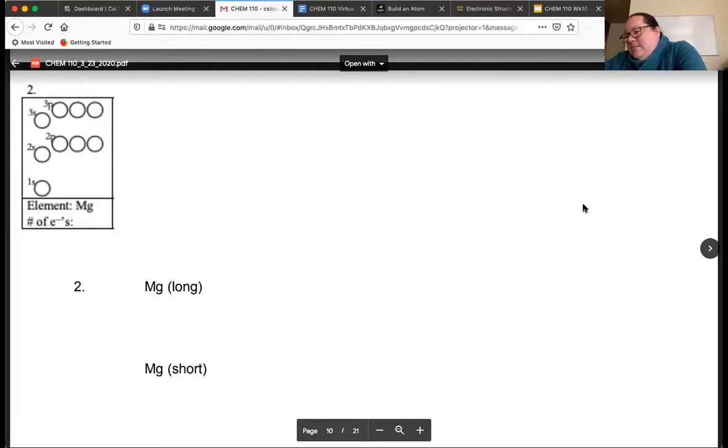So S always has 1. P always has 3. D always has 5. And F always has 7. So if we're thinking about that, right, this is the number of orbitals for S, P, D, and F.